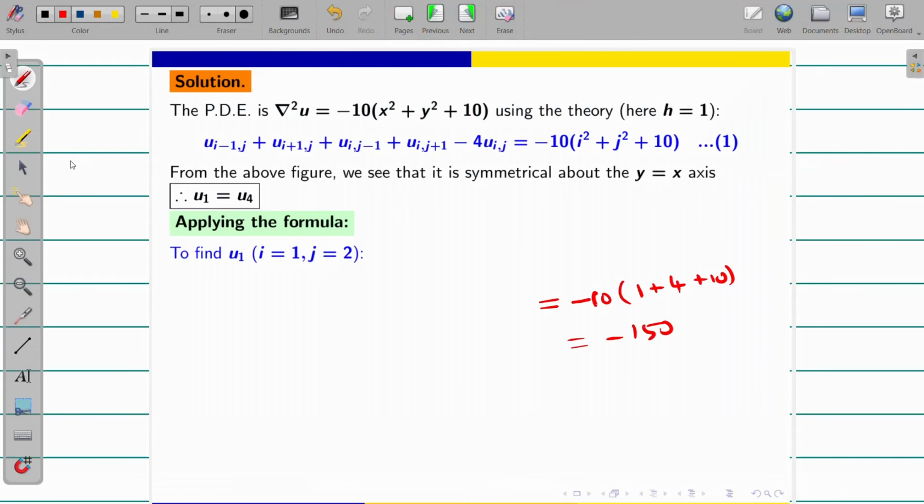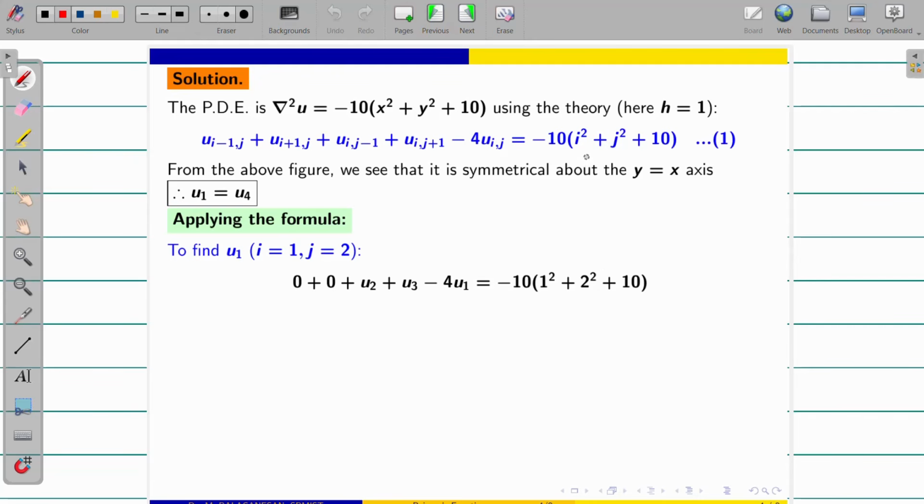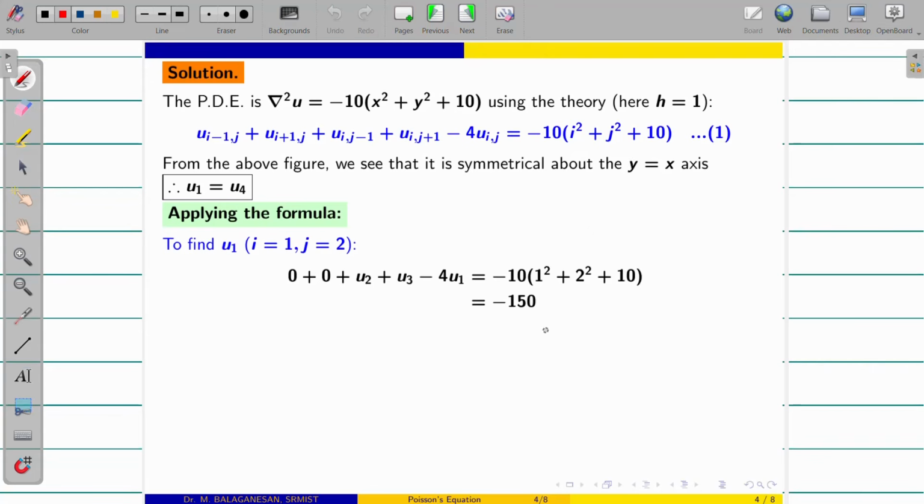Right. Now come to the problem. So the left hand side, as I told you already, is left value, right value, bottom value, top value minus 4 times that value, which is equal to minus 10 into (replace I by 1, J by 2), equal to 150. Take this as equation number 2. U1, U2, U3, three values are there. Minus 4U1, U2, U3. Write it in the equation form.